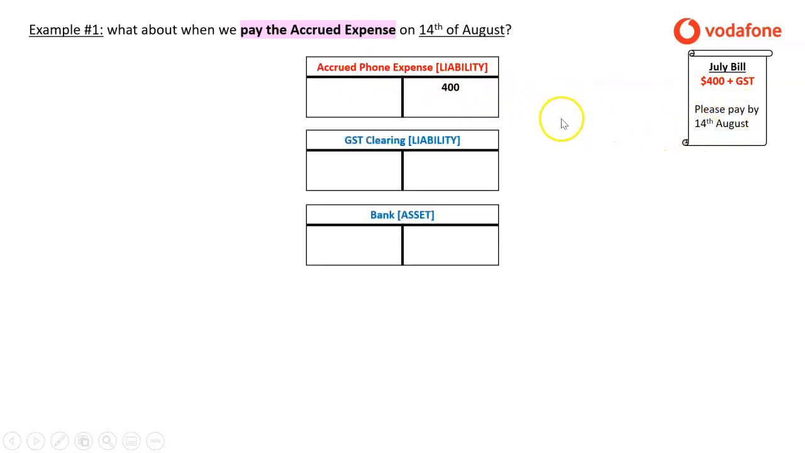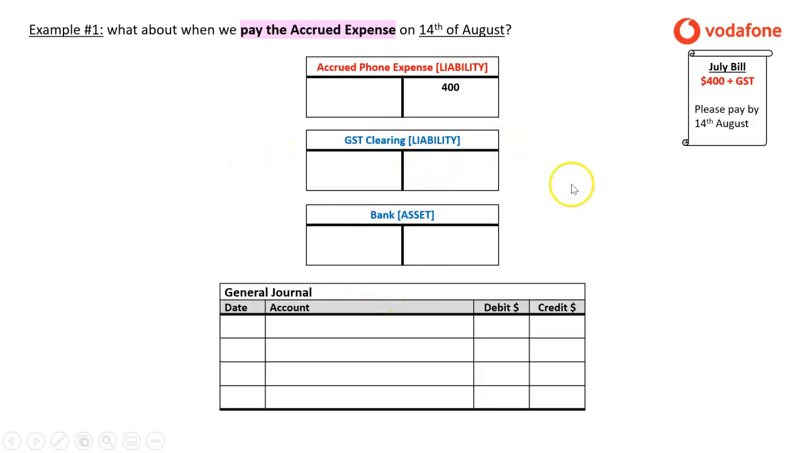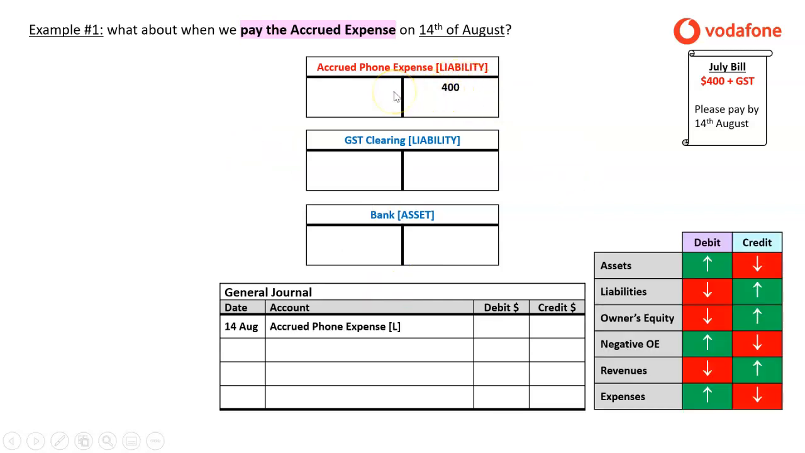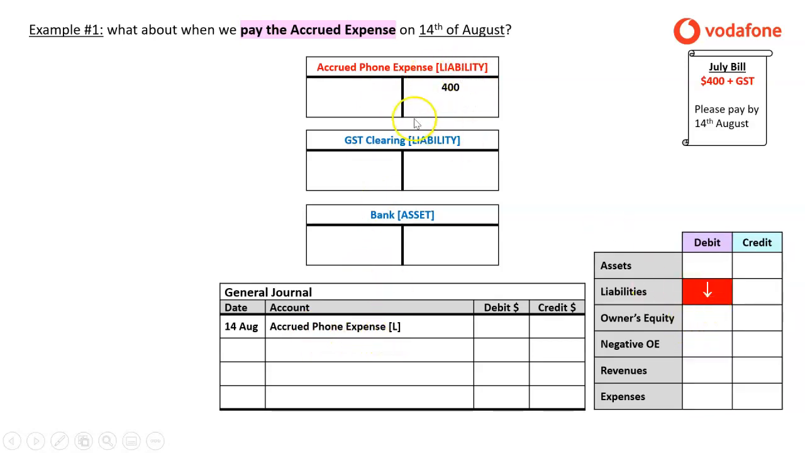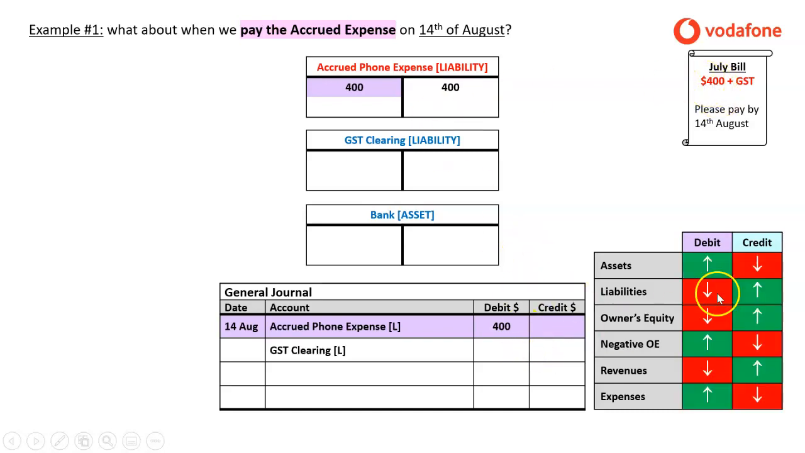Well, when we pay it, there'll be a couple of things. We are going to deal with the GST now. We'll talk about this more in the next example, but what's happening now? First of all, after I pay this, I don't owe the phone company anything, so I better decrease that with a debit. So I've got a liability called accrued phone expense. It's going down, so that should be a debit there. So that would take care of that one. What else? Well, I'm going to pay the GST now. So the GST will be 10% of $400, so that's $40. When I pay GST, it goes to the GST clearing account.